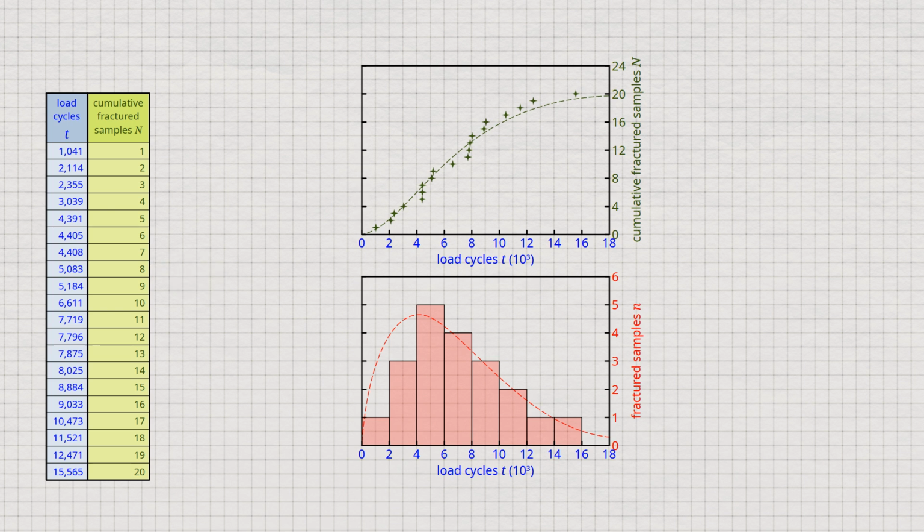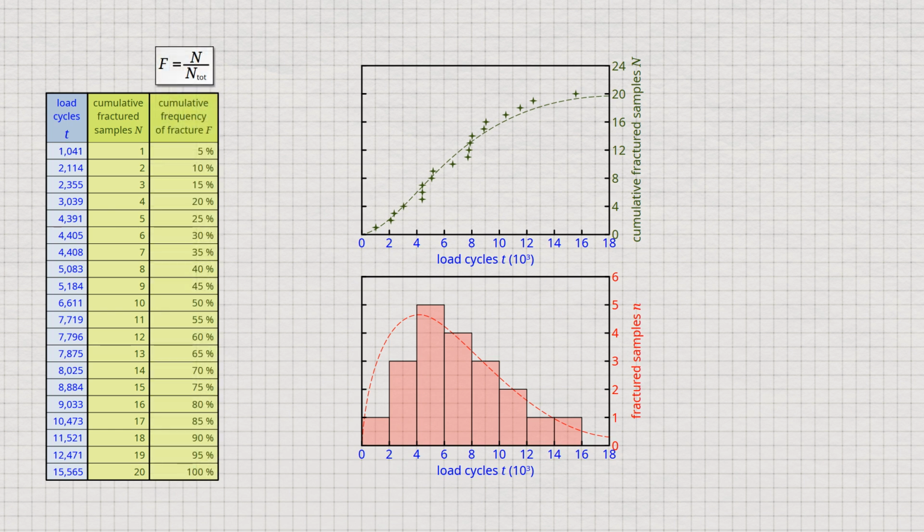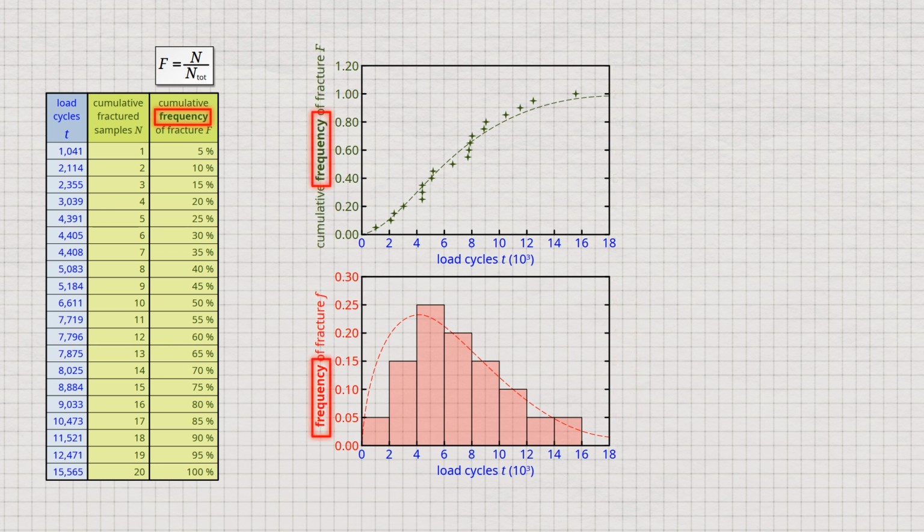For generalization purposes, it is therefore useful not to give the absolute frequency of failed samples, but the relative frequency, which gives the percentage of failed samples. Of course, such a generalization presupposes that the fatigue test is carried out on a sufficiently large and therefore representative number of samples, which we assume here. At this point, the relative frequency can also be interpreted as the probability of failure.